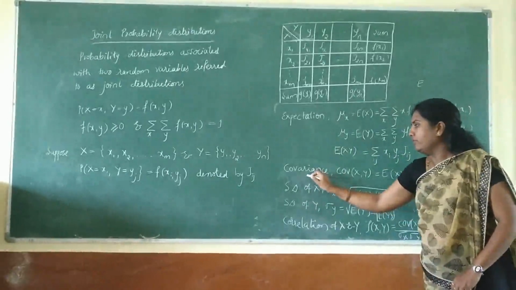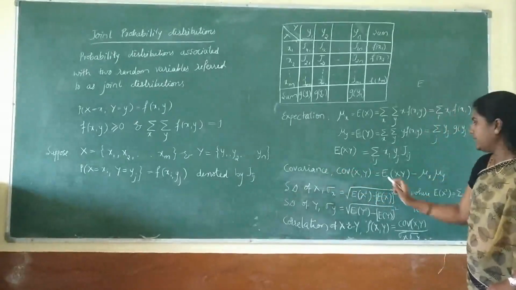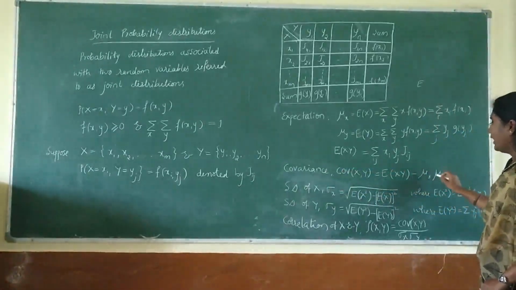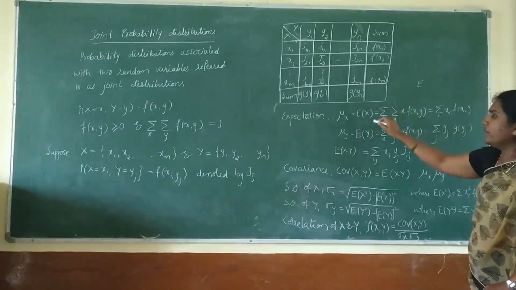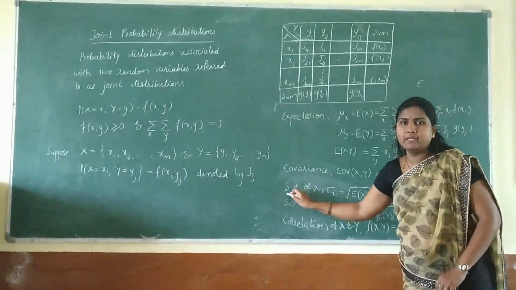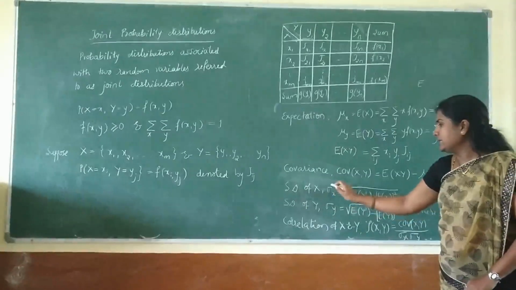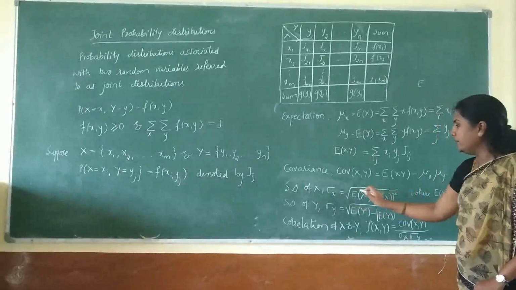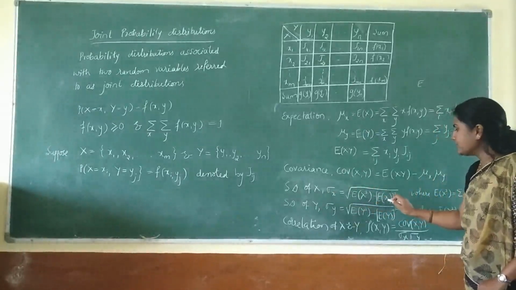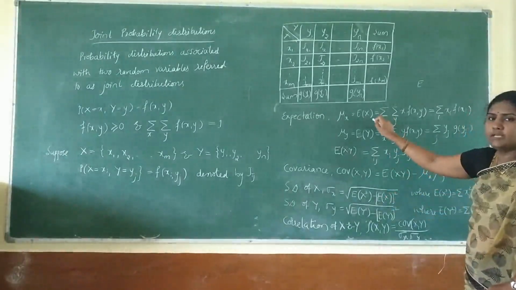Next, the second standard formula is covariance. Covariance of xy is given by E of xy minus mu x, mu y. Mu x, mu y is nothing but E of x, E of y. Next, SD, which means standard deviation. Standard deviation of x, sigma of x, equals square root of E of x square minus E of x whole square. E of x is nothing but the expectation.